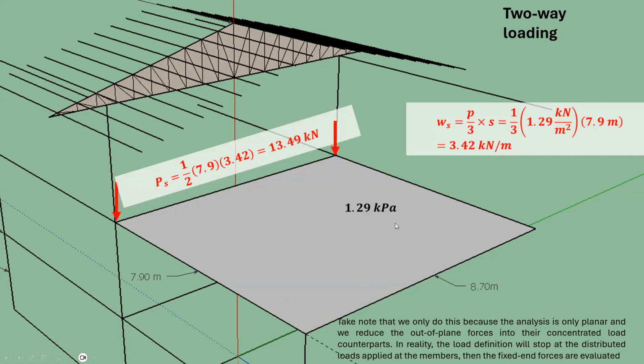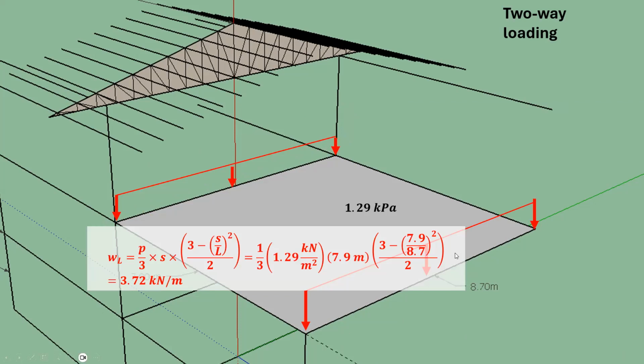Pero if you consider simply this, meron kang, yun nga, 1 half central capacitance span. So, 7.9 times 3.42, which is yung line load from earlier. So, meron kang 13.49 kilonewton. So, concentrated load yan. Pero hindi pa tapos, meron ka pang distributed load din also from the longer side.